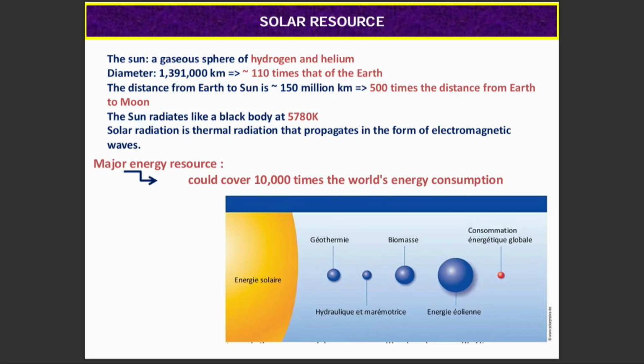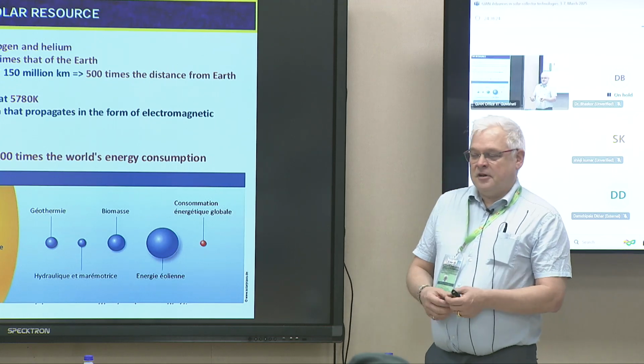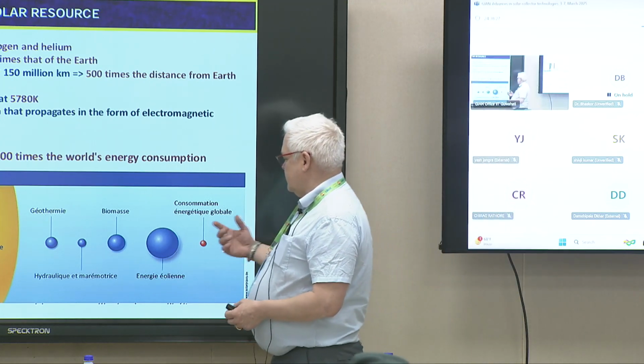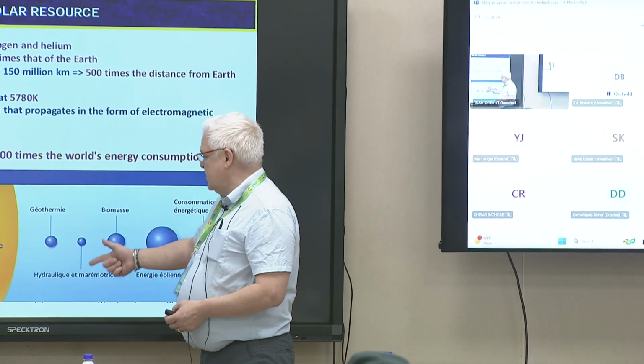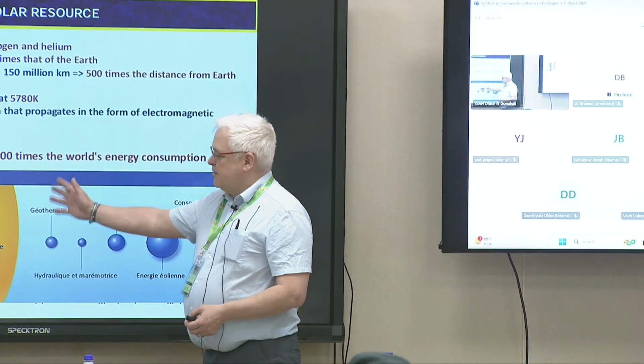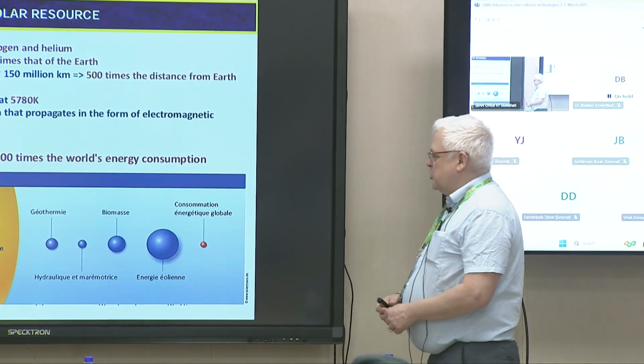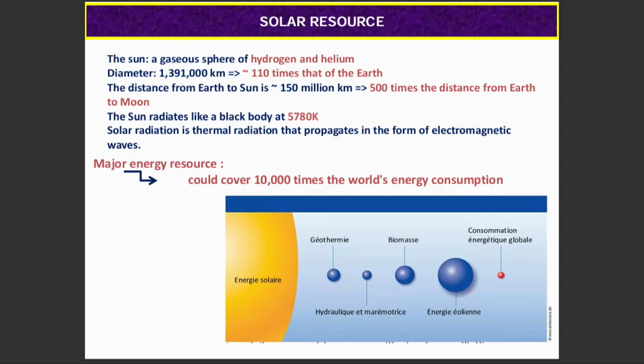We can stop. Okay, if I highlight the sun: if we compare the amount of energy available on Earth due to wind, biomass, hydro, geothermal, and the energy coming from the sun, there is no comparison. The energy coming from the sun is much higher than all the others, and it could reach 10,000 times the world's energy consumption.